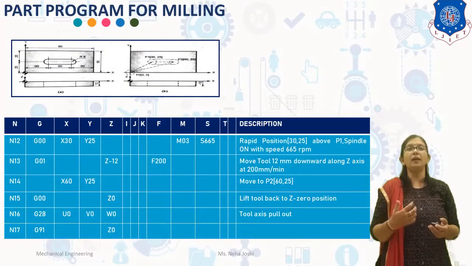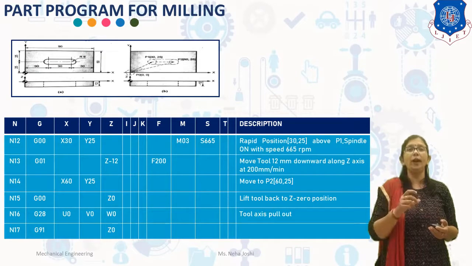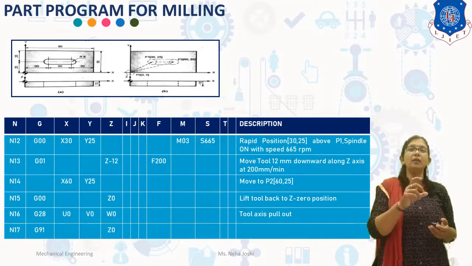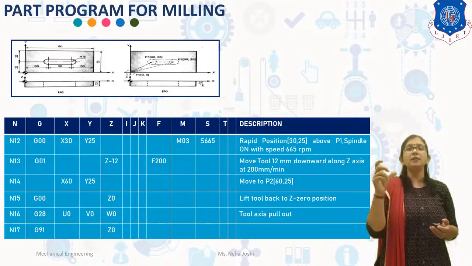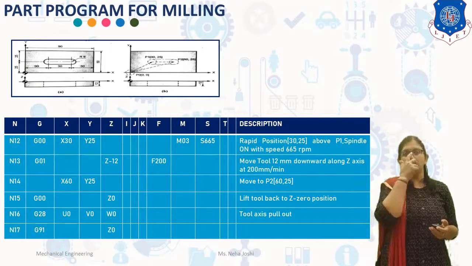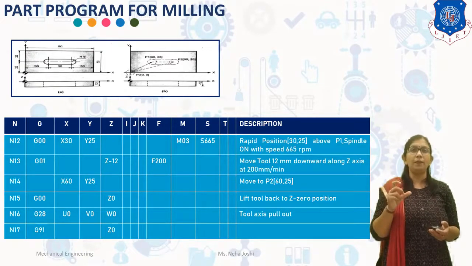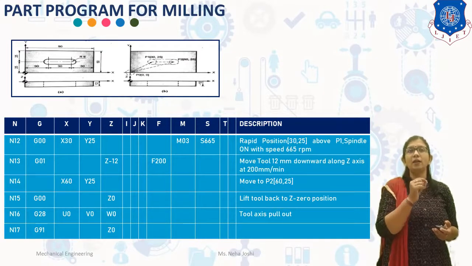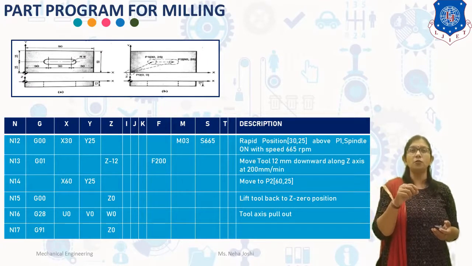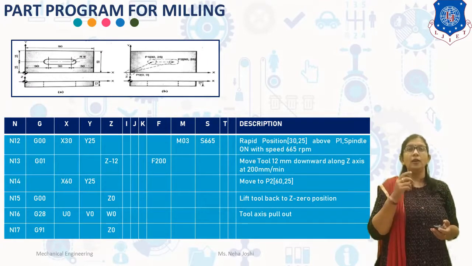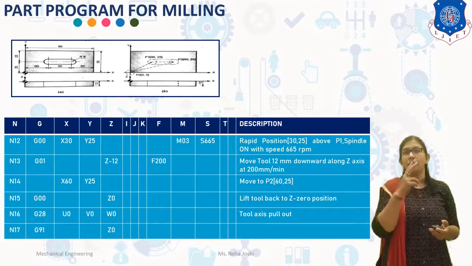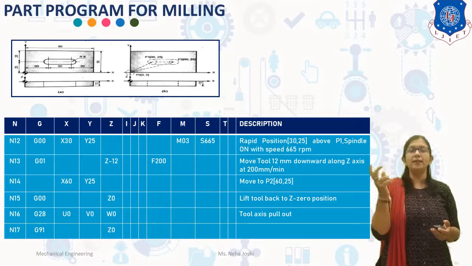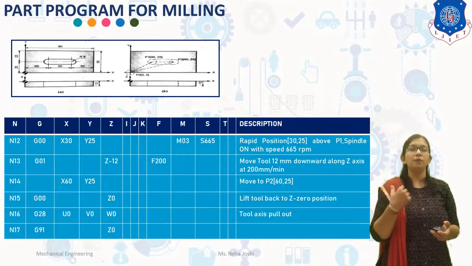Now from the diagram we can see that we have to create a slot having two endpoints whose coordinates are 30, 25 and 60, 25, and the diameter of the end mill cutter is 12 mm. As in the milling machine the program zero point is set at the corner, we take program zero at the corner. By that we get two points: 30, 25 and the second point 60, 25.